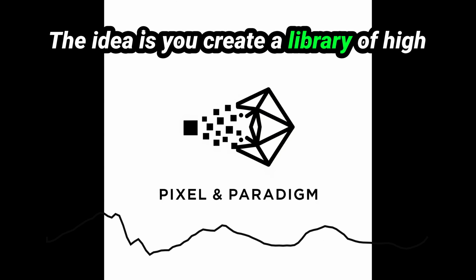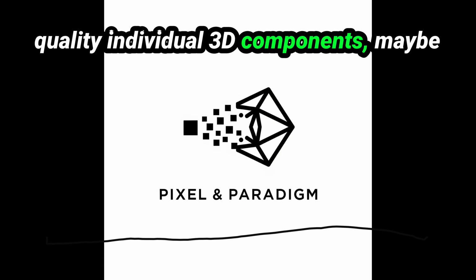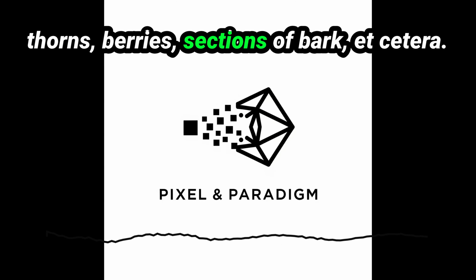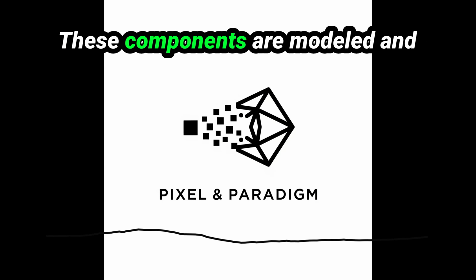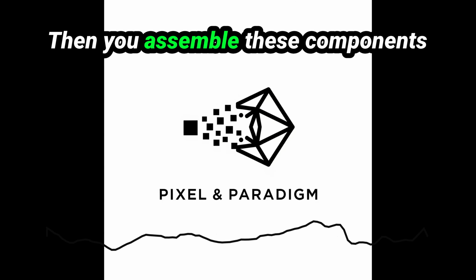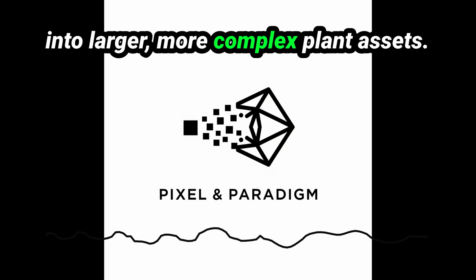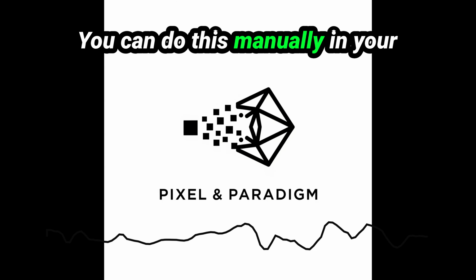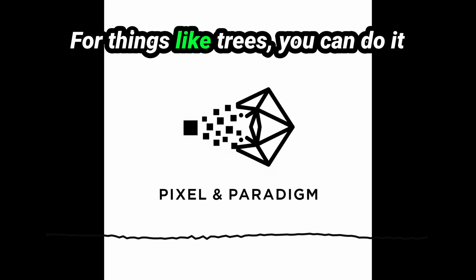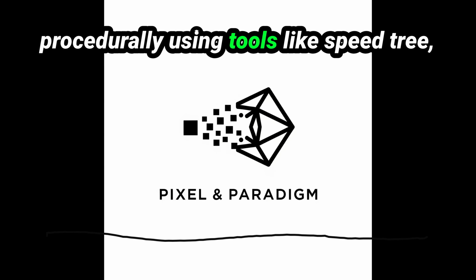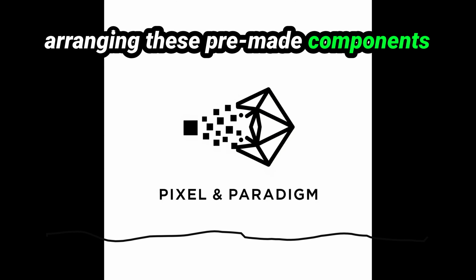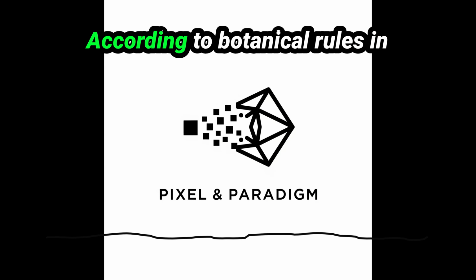The idea is you create a library of high-quality individual 3D components, maybe different leaf shapes, petals, twigs, thorns, berries, sections of bark, etc. These components are modeled and textured individually to a high standard. Then you assemble these components into larger, more complex plant assets. You can do this manually in your DCC, which gives you precise control, or much more efficiently for things like trees, you can do it procedurally using tools like SpeedTree. SpeedTree excels at distributing and arranging these pre-made components onto a branch or trunk structure according to botanical rules.